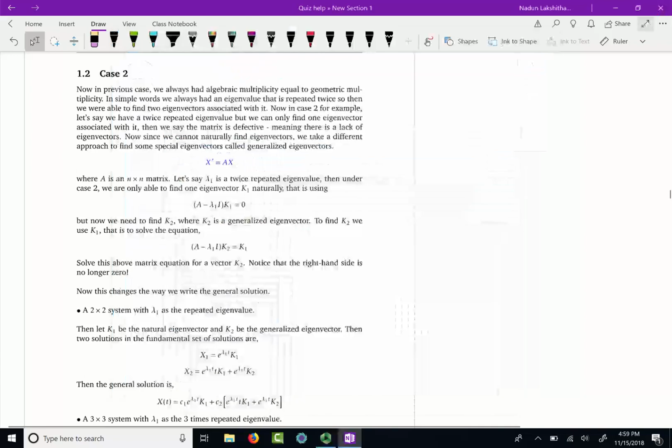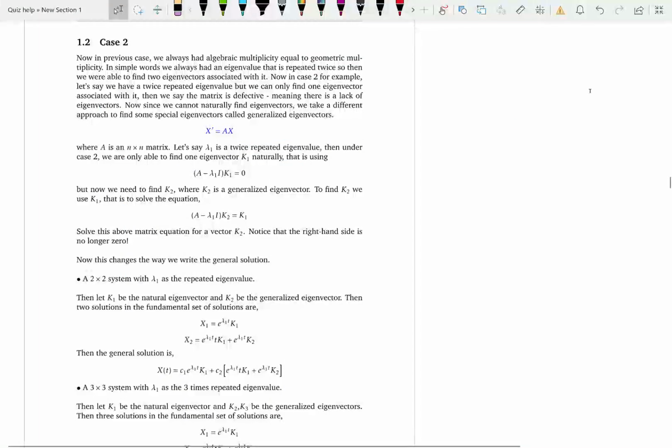Alright, so now is the time to move on to case 2, which is really the hard case, okay? Now, case 2, why do we have a case 2? Because we were not able to find enough eigenvectors, okay? We have a repeated eigenvalue. When we want to find eigenvectors for one repeated eigenvalue, you get one eigenvector, so you don't have enough eigenvectors. Algebraic multiplicity is not equal to geometric multiplicity. So this type of matrix, where you have such eigenvalues and eigenvectors, is called a defective matrix, okay? Because you don't have enough eigenvectors.